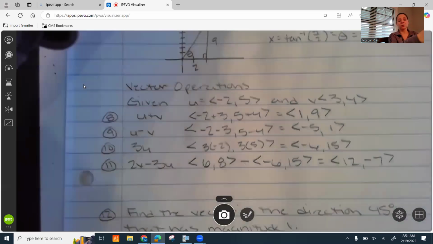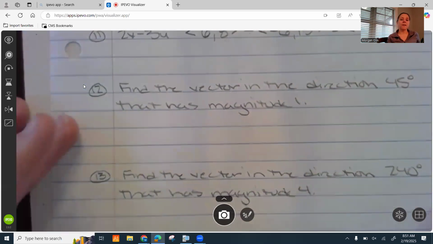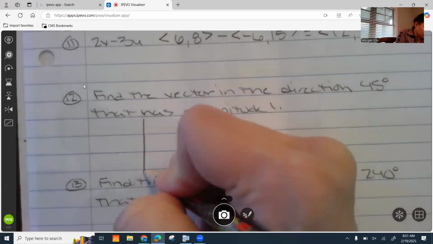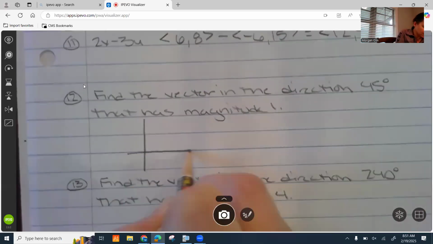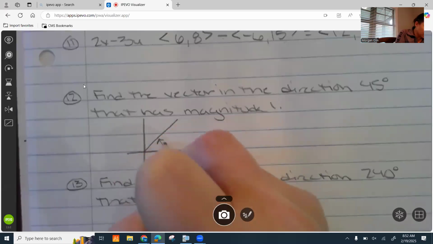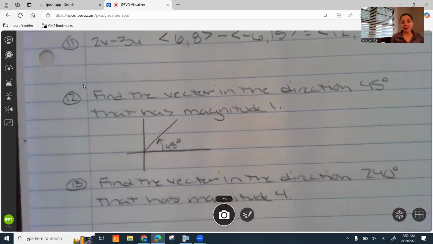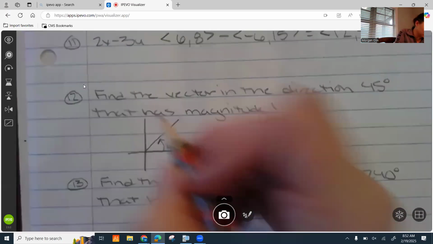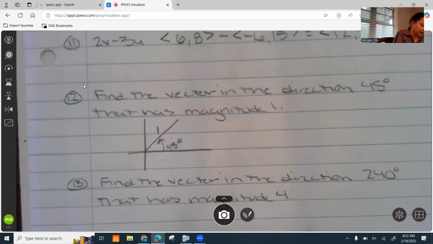All right, number 12. Find the vector in the direction 45 degrees that has a magnitude of 1. All right, well, what does this mean? Well, we were just talking about degrees a second ago. So 45 degrees is going to be here. But what do we mean by magnitude of 1? Well, remember earlier we said magnitude is the same thing as length. So length right here.